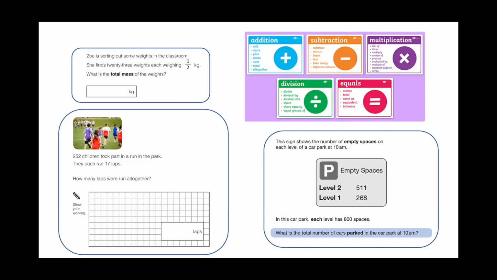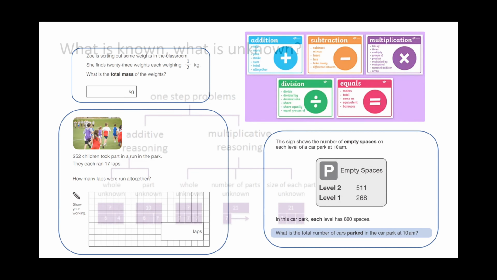Let's look at these problems. Pause the video here and consider the use of the terms total and altogether. In the word list, total is identified as a synonym for addition, and altogether as a synonym for addition and equal to. However, these questions are complex and require deeper thinking. So if using language as an indicator of a process is not as straightforward as intended, what should we do?